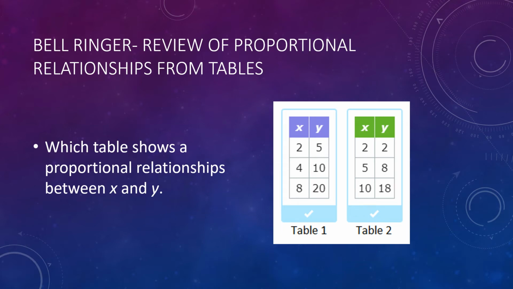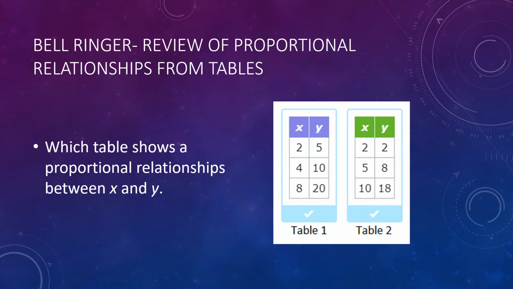Hey guys, welcome. Today we're going to go over review of proportional relationships from tables, and then we're going to also look at one from a graph. Okay, so which table shows a proportional relationship between x and y? And just remember on these questions, there could be more than one correct answer, but not necessarily. So let's start out with table 1.